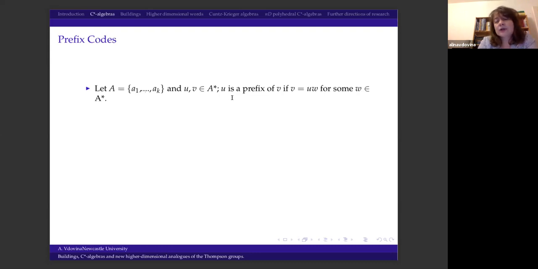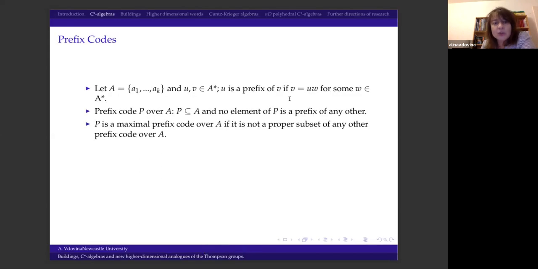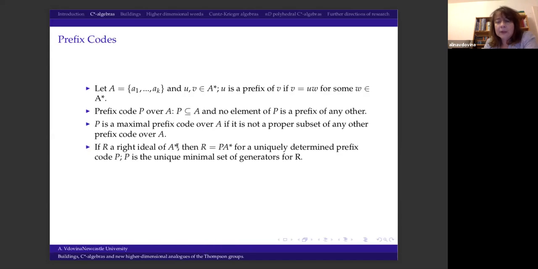We say U is a prefix of V if V can be presented as a product UW for some word W in A star. Then what is a prefix code P over the alphabet A? It's a subset of A star, and no element of P is a prefix of any other word. P is a maximal prefix code over A if it's not a proper subset of any other prefix code over A. Okay.